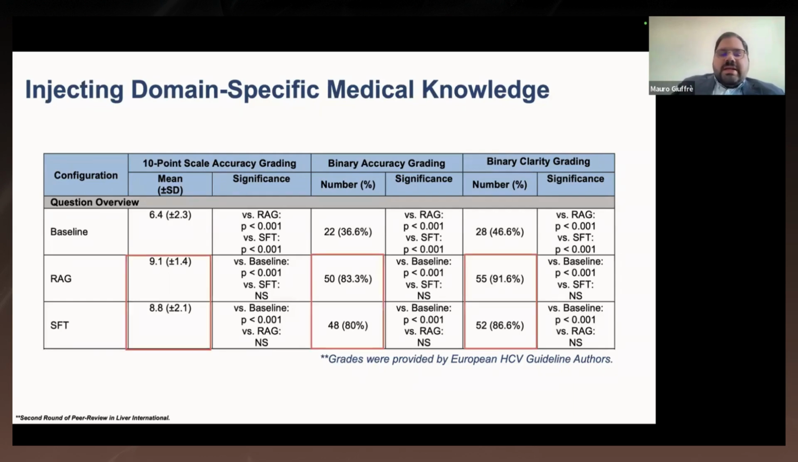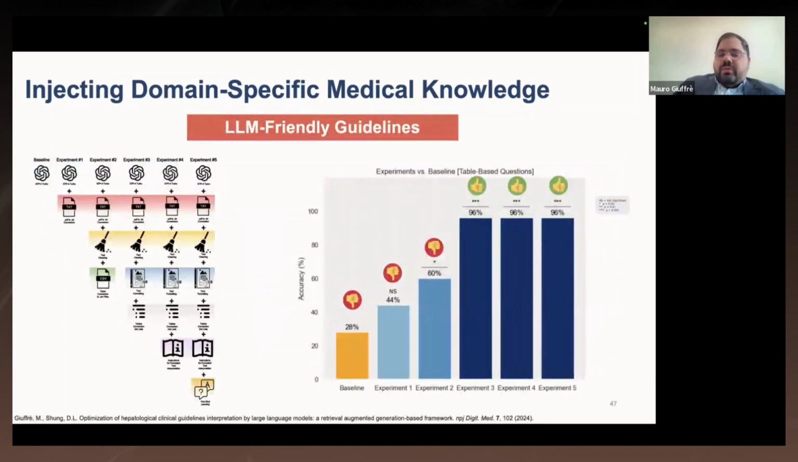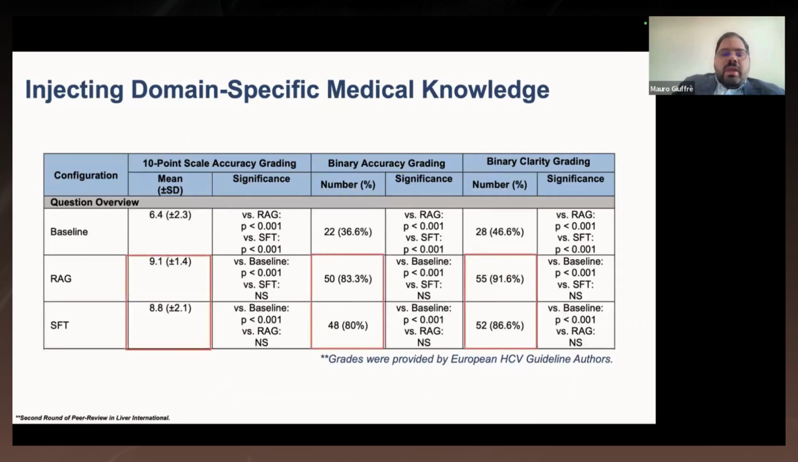responses. What we found is that using a 10-point scale, when we use RAG, so the retrieval augmented generation, responses were deemed as accurate with an average score of 9.1. And if we considered a binary grading of accuracy, so if the answer is completely accurate or not, we found that the RAG showed an accuracy of 83.3%. So something that is comparable to what we found without employing the main guidelines author.